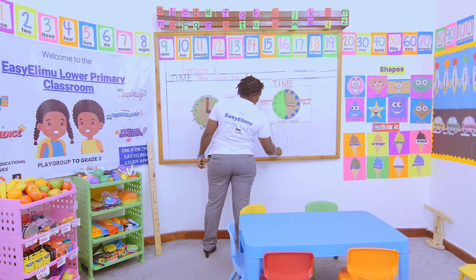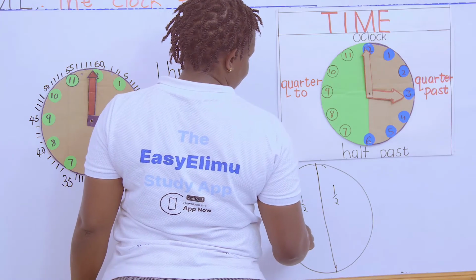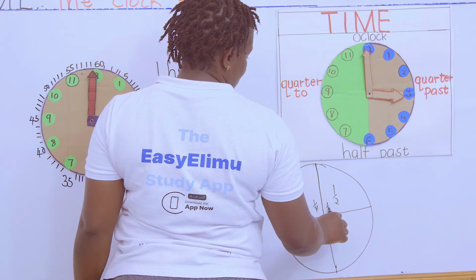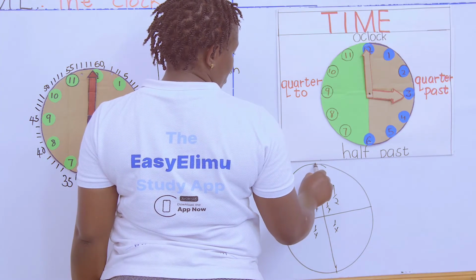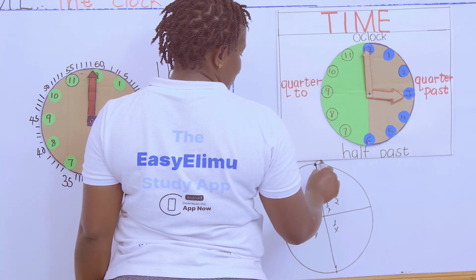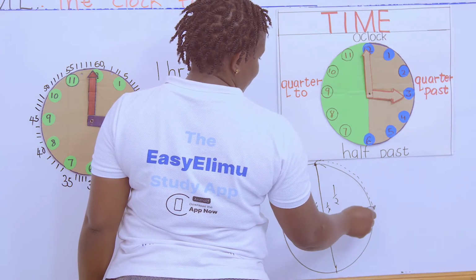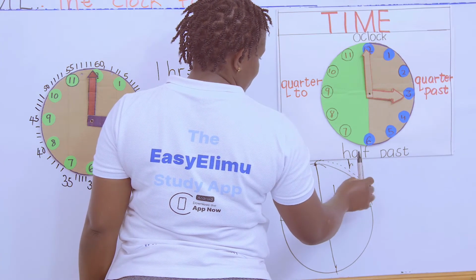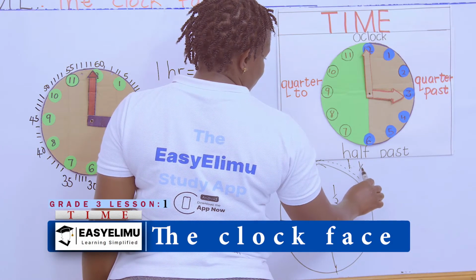So I will share this. If I share like this, what did we say? Do you remember fractions? We said this is a half and this is a half. But now if I divide this the fourth time, it becomes a quarter, a quarter, a quarter, a quarter. So if the minute hand moves from here up to here, this one is not a half because I have not reached here. This part from here up to here will be a quarter.